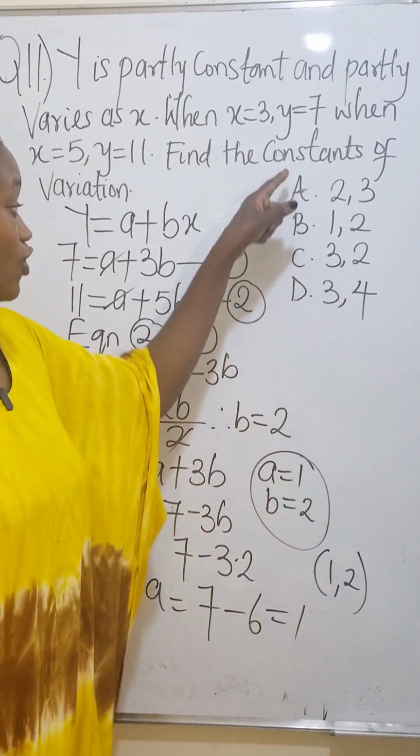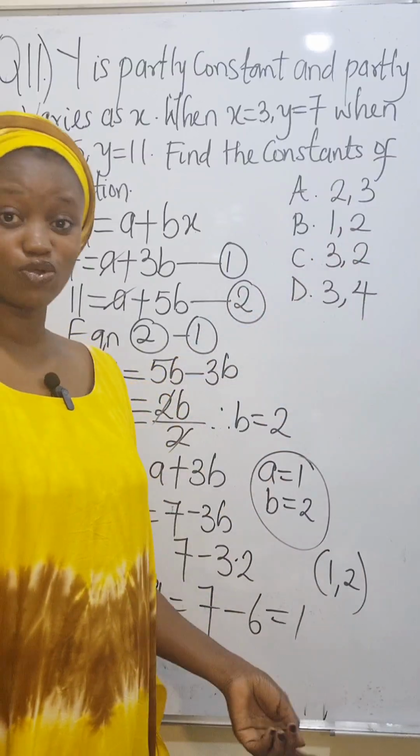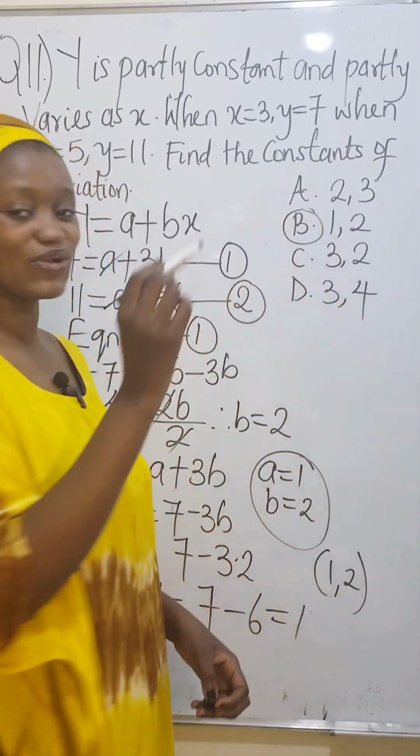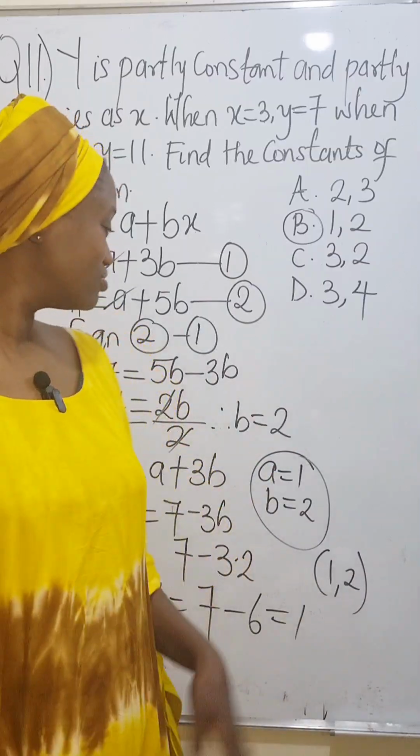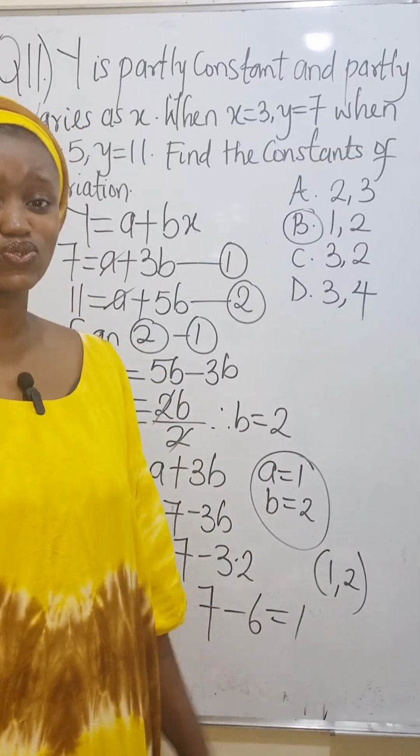And looking at the four options, 1, 2 is option B, right? So option B is the correct answer. You don't have to waste time to solve some questions in JAMB. 30 seconds is okay to solve this, right?